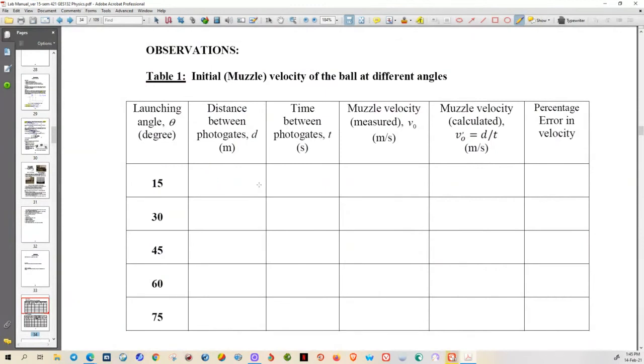Is that clear? Shabab, is that clear? Hello?